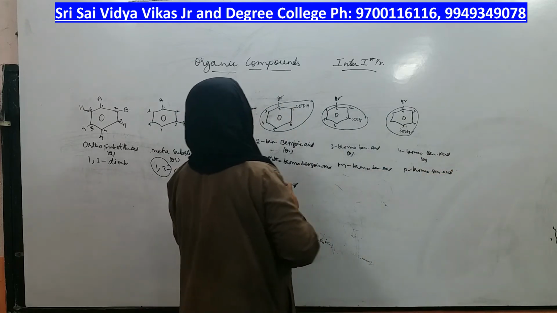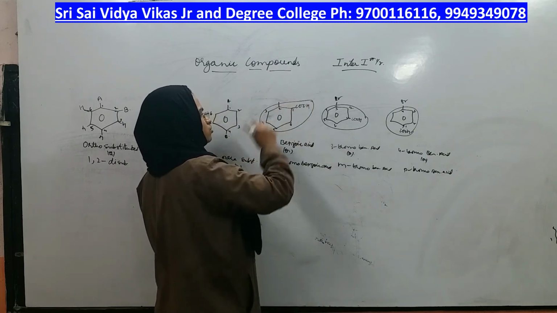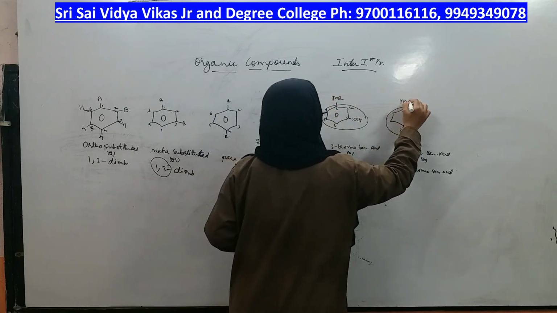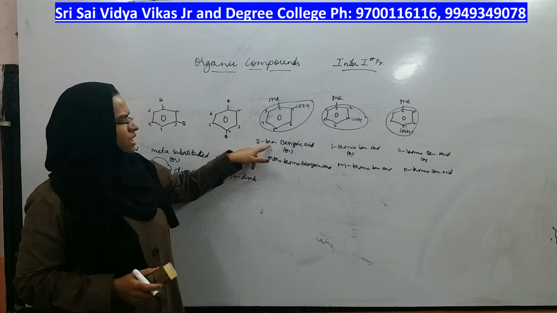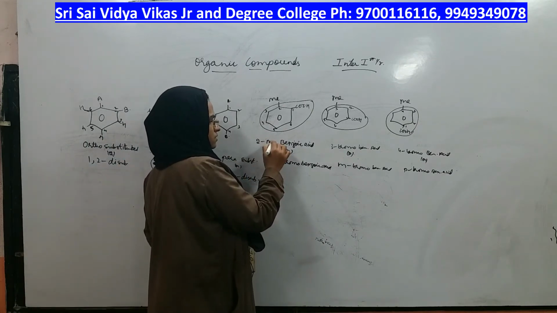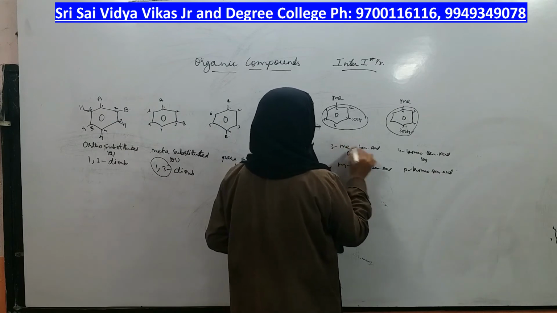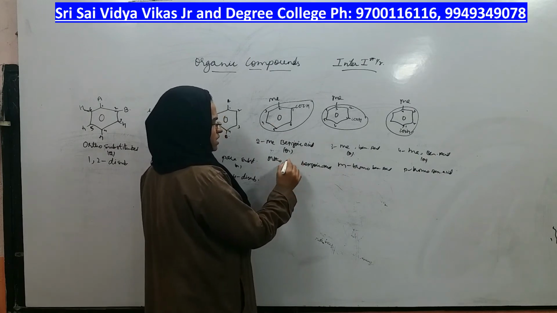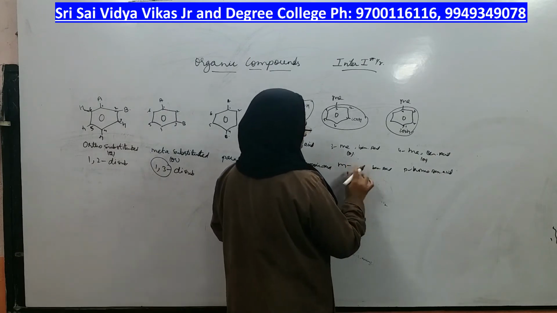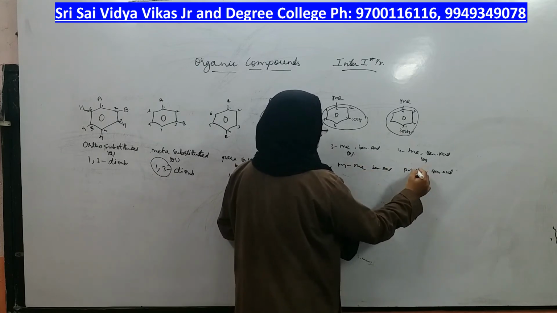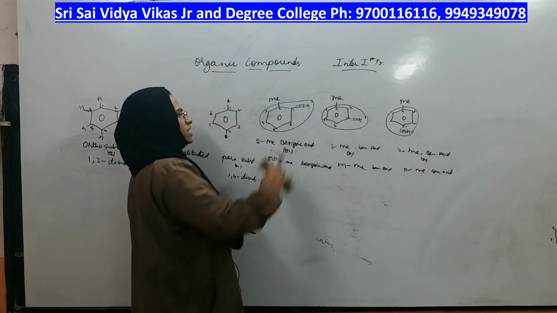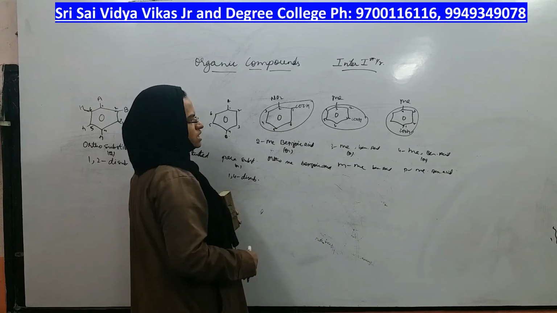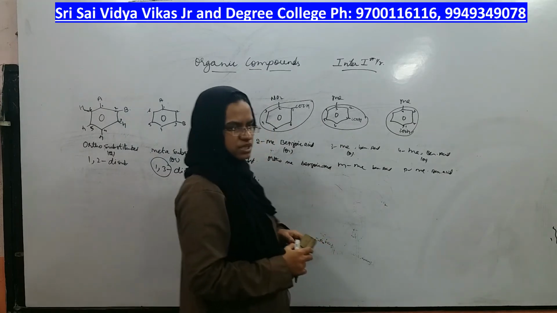Same way, along with benzoic acid, if I take methyl group, what will be the name of this compound? 2-methyl benzoic acid, or 3-methyl benzoic acid, or 4-methyl benzoic acid. Orthomethyl benzoic acid, metamethyl benzoic acid, or paramethyl benzoic acid. Same way, if I take nitro group, orthonitrobenzoic acid, metanitrobenzoic acid, paranitrobenzoic acid.